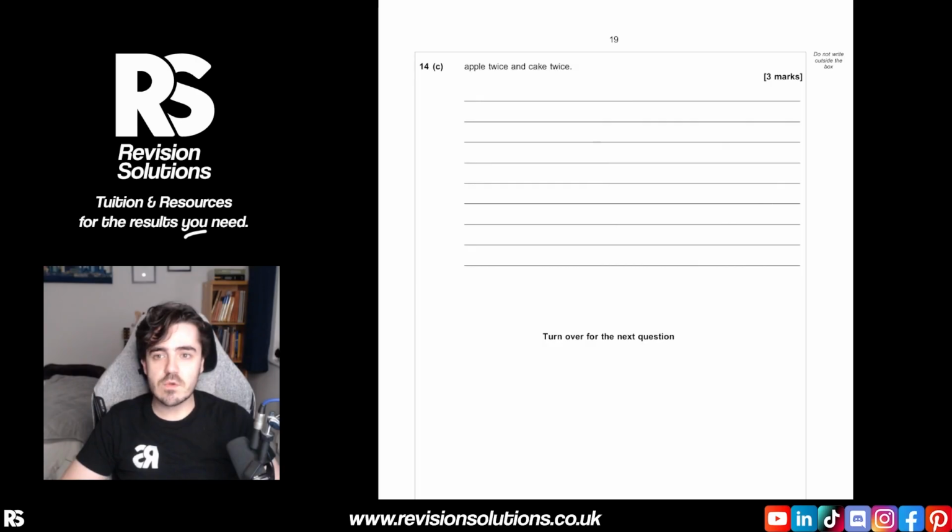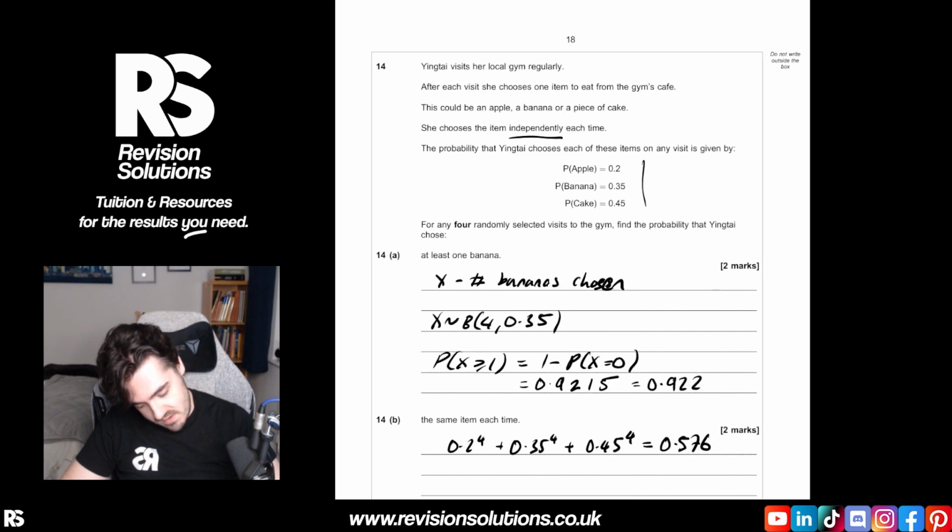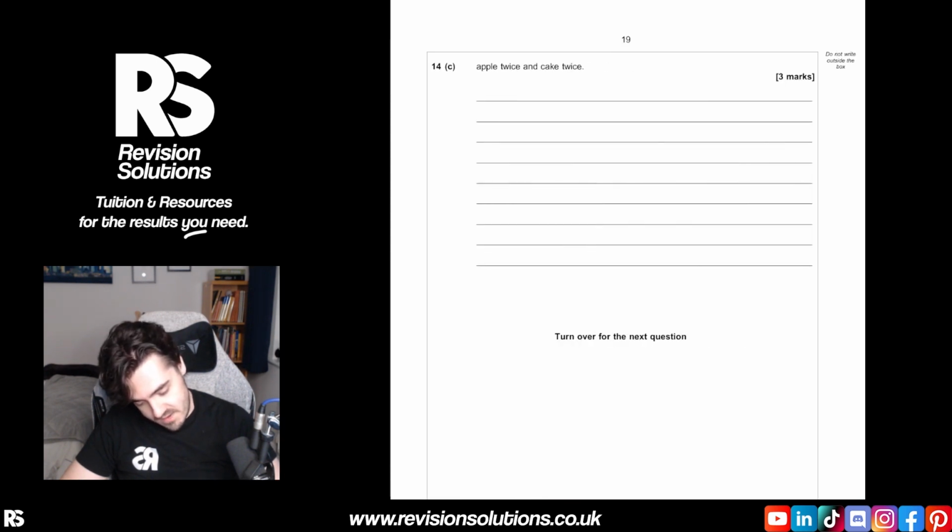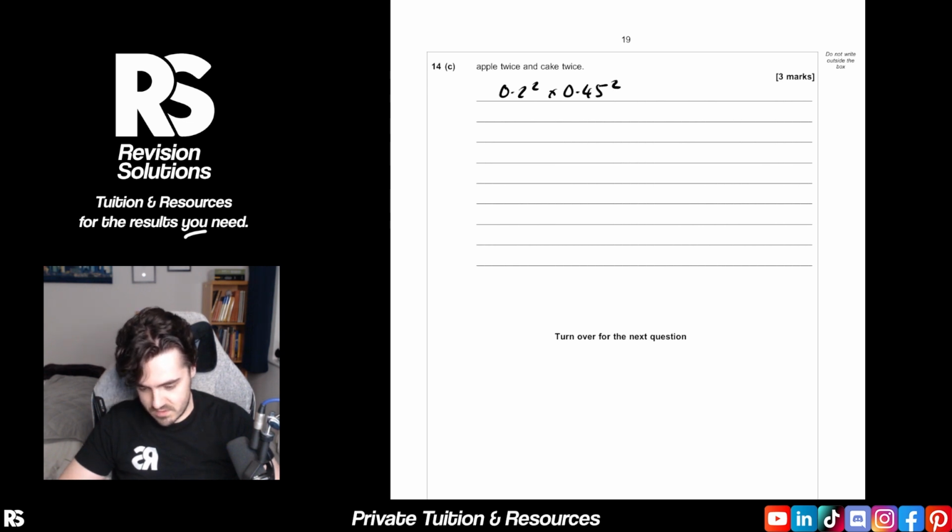14c then says, what's the probability of picking an apple twice and a cake twice? So first, what's the probability of picking 2 apples and 2 cakes? Well, that would be 0.2 squared times 0.45 squared. That would give us 0.0081.